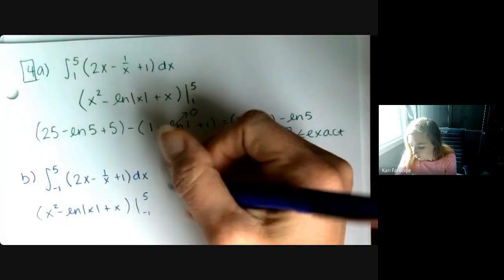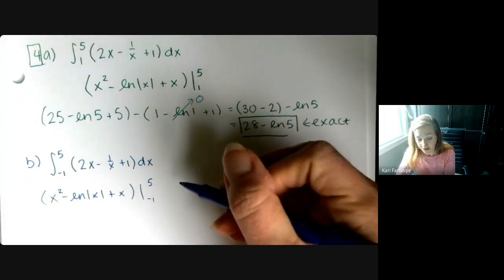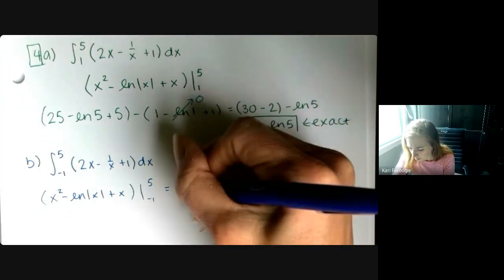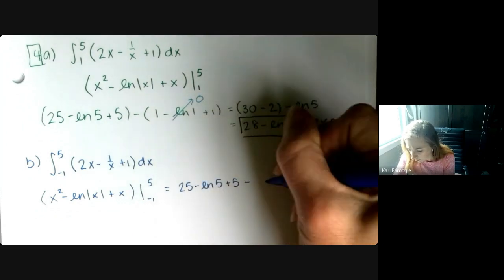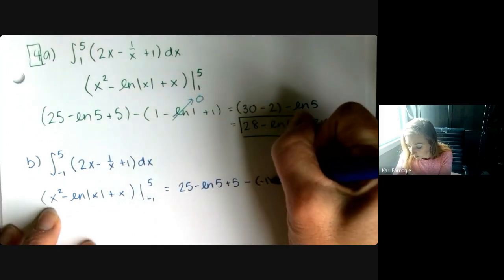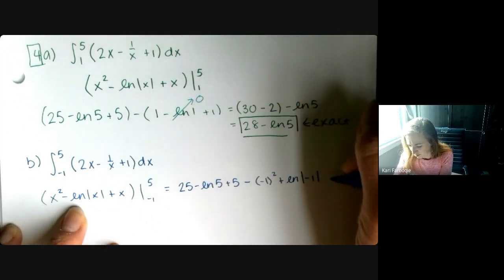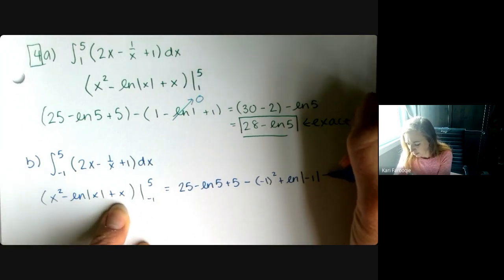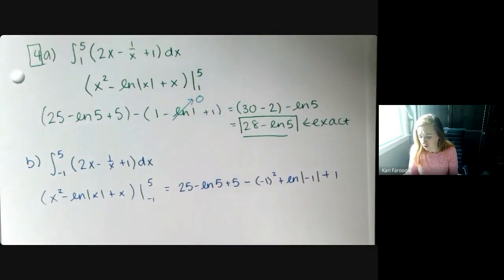Therefore, you can't actually find the value for the definite integral. Now, it's possible that you might try to do that, and you might say, okay, well, what's the problem here? I would have 25 minus ln 5 plus 5 minus (-1) squared plus ln absolute value of -1 minus -1, so +1. And everything seems like it should be okay, but you actually cannot do this.